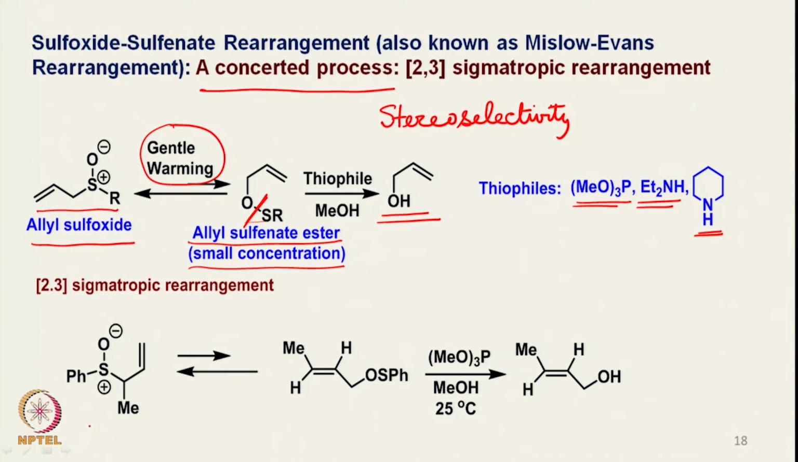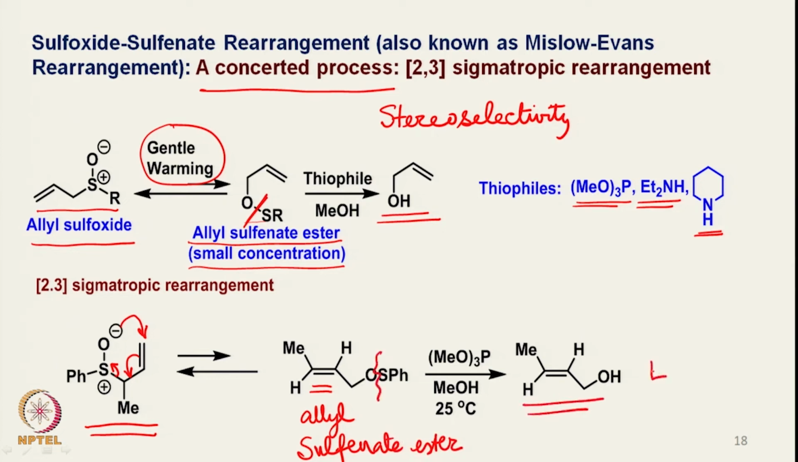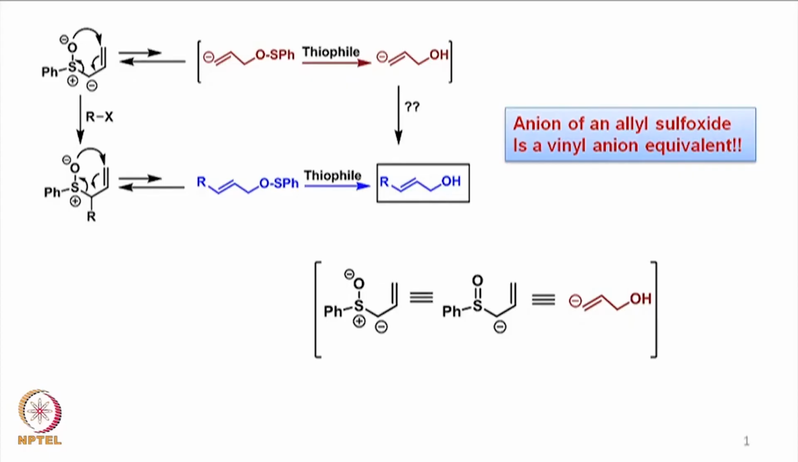Now as one example, a typical example is this phenyl sulfoxide based reaction, which gives essentially like this, you have this coming like this and coming like this, and you get the corresponding sulfinate ester, this allyl sulfinate ester. And then of course the cleavage with the thiophile gives the corresponding E allylic alcohol. Now we can do a lot of interesting reactions with this allyl sulfoxide sulfinate rearrangement reaction.